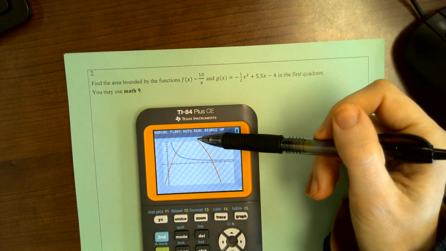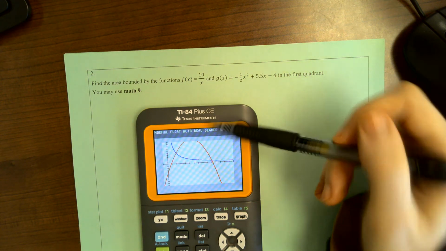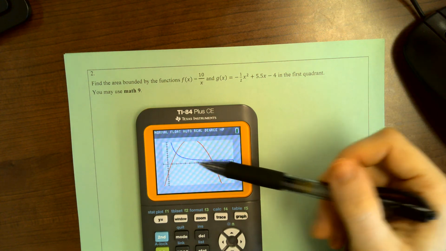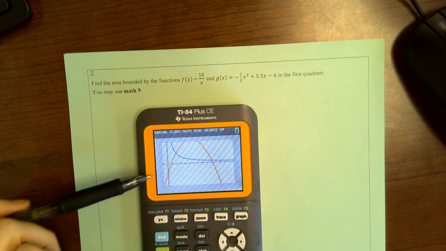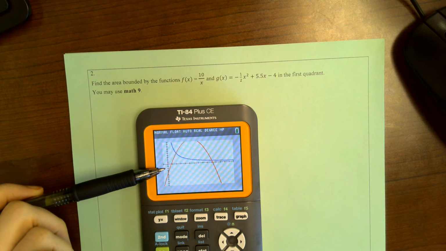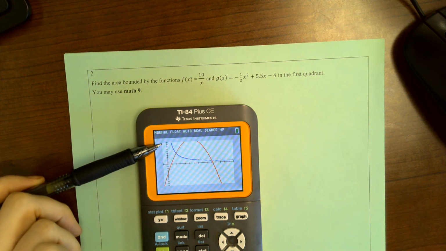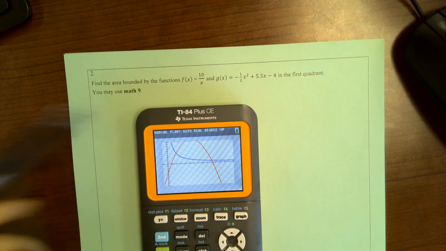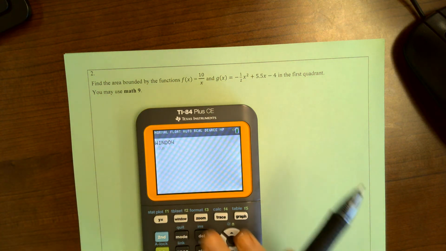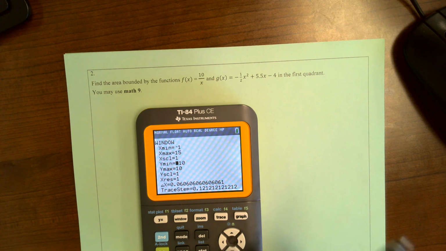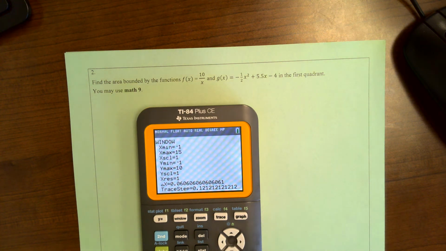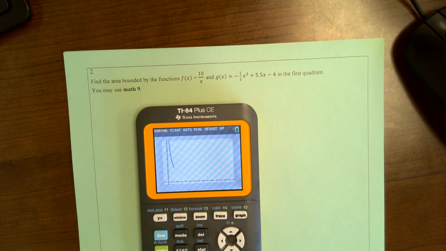Now I can't see the top of the region, so let's adjust the window. The region is only in the first quadrant, so let me have my y min be -1. Right now my y max is 10, but let me make my y max 20. So y min -1, y max 20.